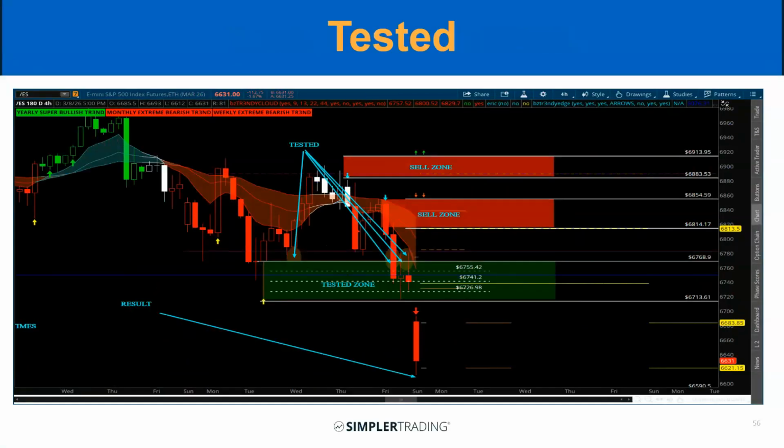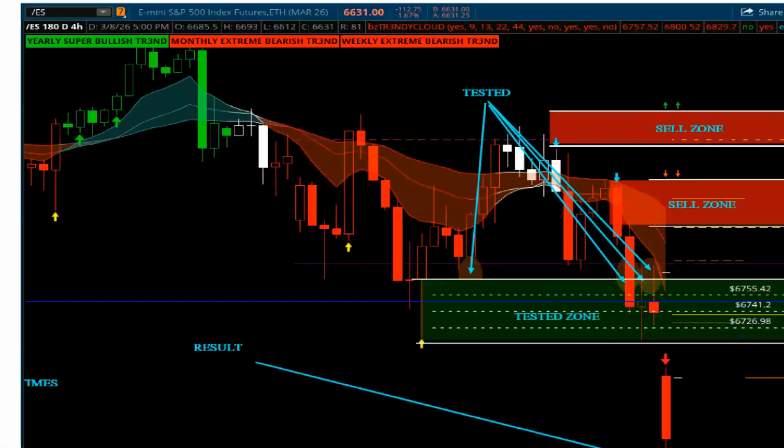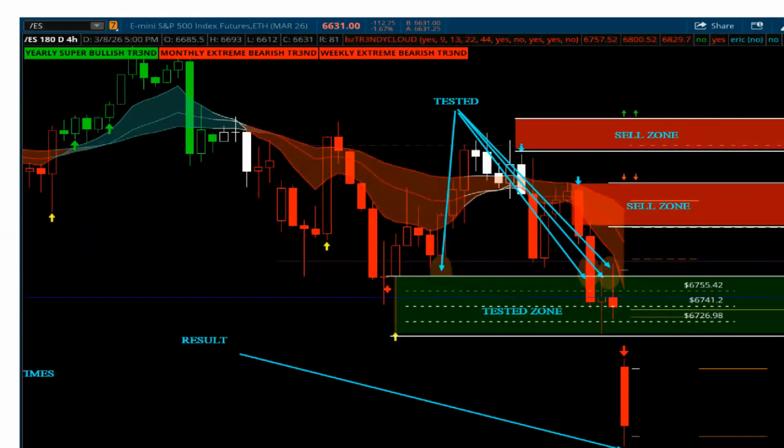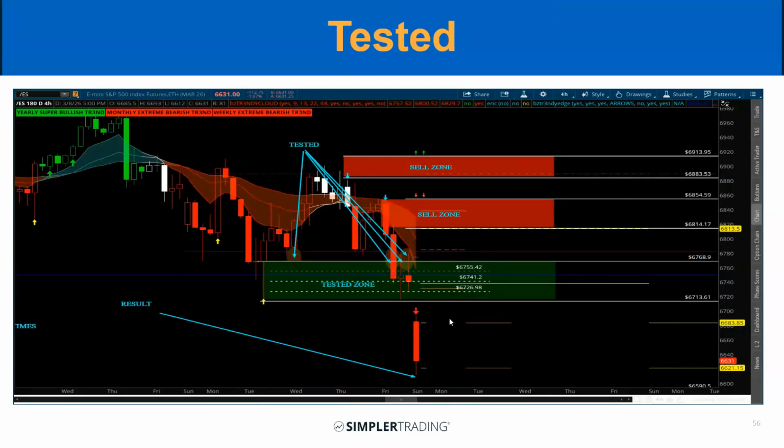Here is a zone that has been tested. Notice that this area right here is an inside and up formation. We actually came back right here. It's kind of hard to see on my chart, but we did come back and test. Then we came back and tested again, and again, and again. Notice how we just keep getting lower and lower inside this zone. And then you wake up and ES futures decided to puke and down they went.